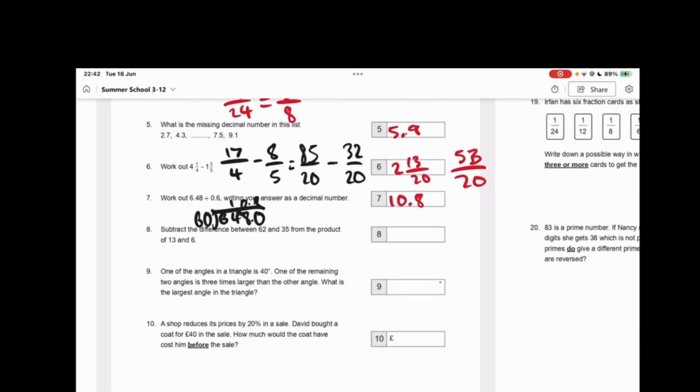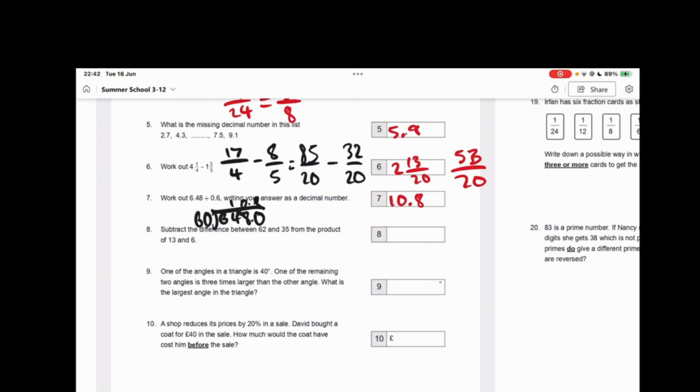Okay, subtract the difference between 62 and 35 from the product of 13 and 16. So we need to firstly find the difference between 62 and 35, and then the product of 13 and 16. So the product of 13 and 6 will be 78, and then we're finding the difference. Oh no, the product.